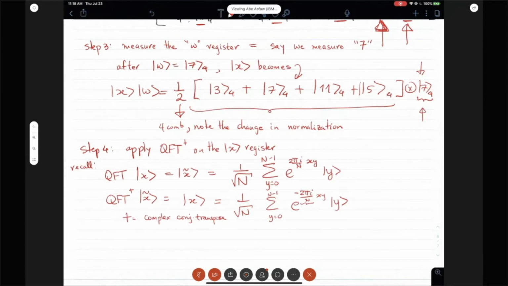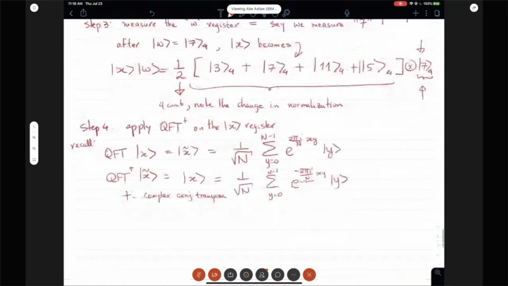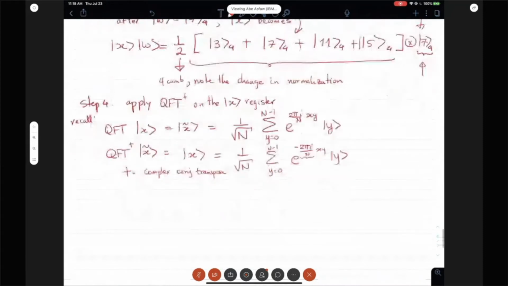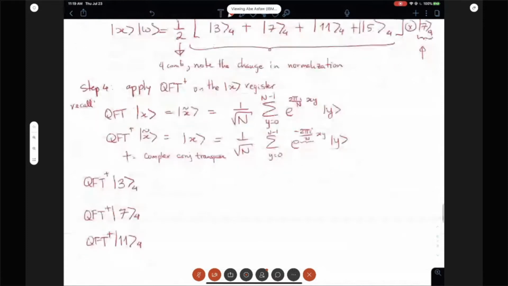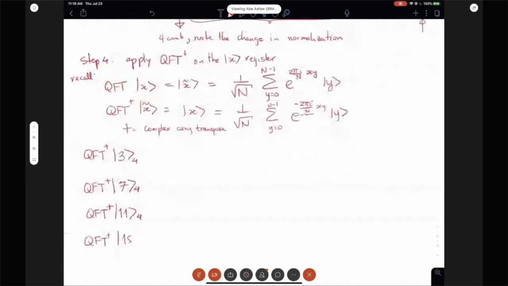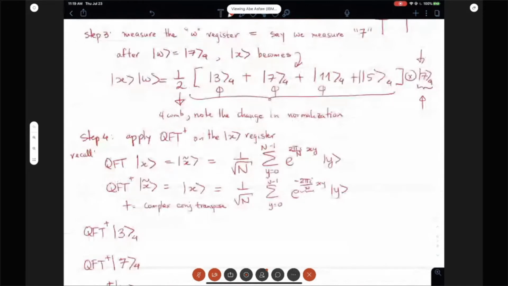So what does QFT do when we apply it on the X register? Well, there are 4 terms. We need to worry about what QFT dagger of 3 looks like because we have a 3 down there. We need to worry about what QFT dagger of 7 looks like, what QFT dagger of 11 looks like, and what QFT dagger of 15 looks like. And then we can add all of them up here, as we see. And we can take a multiplier out here. But for the moment, let's just focus on what these QFT daggers do.